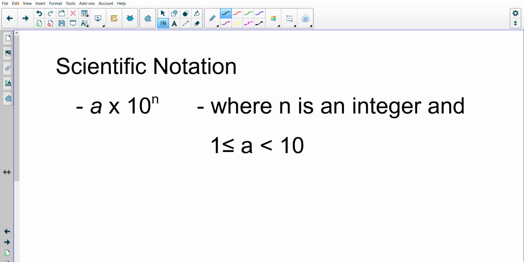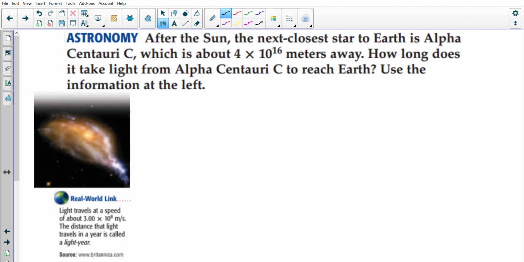All right? So now the rules we've just been working on apply with scientific notation. So, after the sun, the next closest star is Alpha Centauri C, which is about 4 times 10 to the 16th meters. How long does it take light from Alpha Centauri C to reach Earth? Use the information at the left. So it says light travels at a speed of about 3.00 times 10 to the 8th meters per second. The distance that light travels in a year is called a light year. So now we want to find how long.